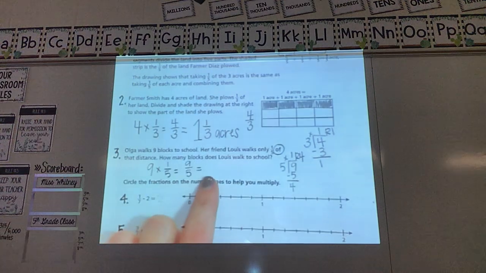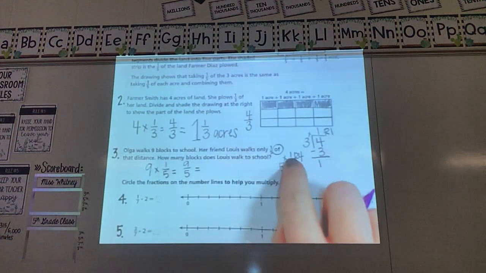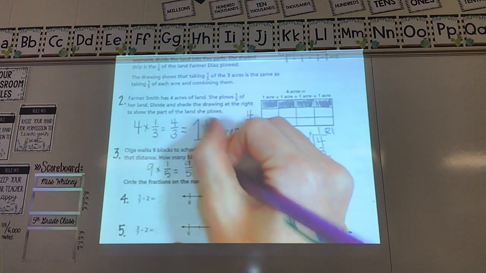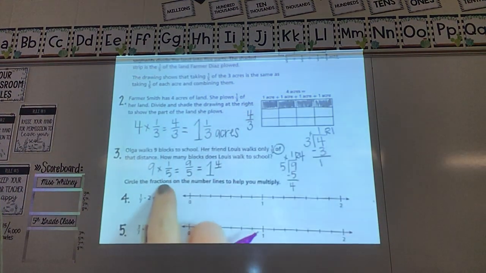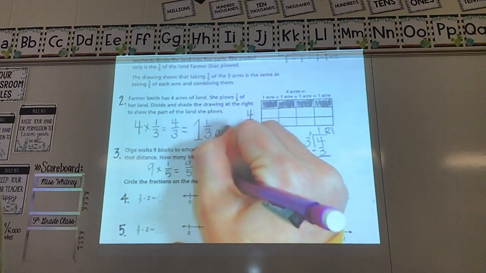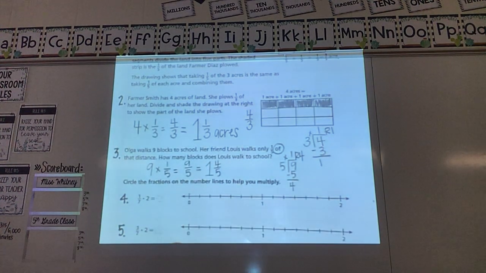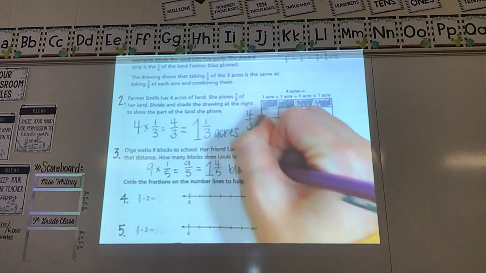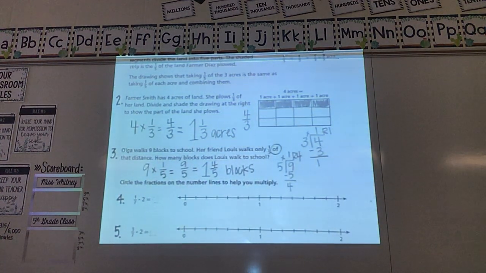All right, we have to write it as a mixed number. Big 1. Top number of my fraction is a 4. Bottom number stays the same. It was already a 5. So 1 4/5, and what would my label be? Blocks. Luis walks 1 4/5 blocks to school.